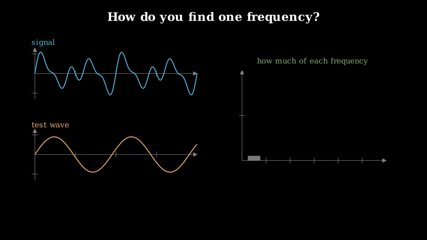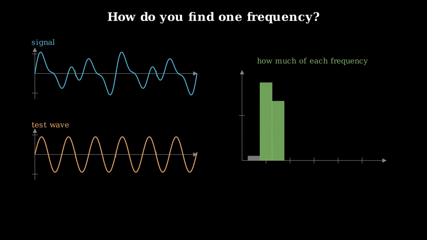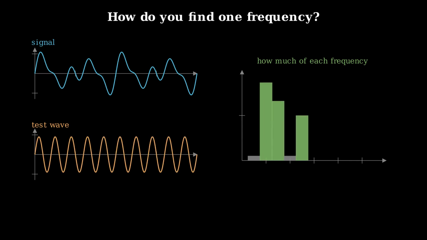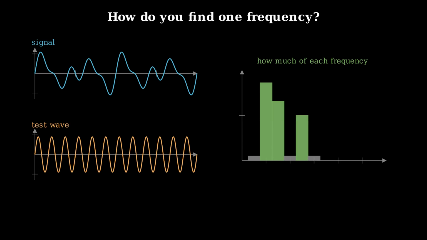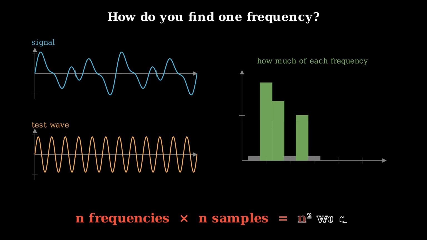Sweep that test frequency across the whole range, and the answer fills in. 3 tall spikes, exactly where the 3 hidden notes live. But notice the cost. Every frequency has to be checked against every sample. That's n times n, or n squared, and that gets brutal fast.